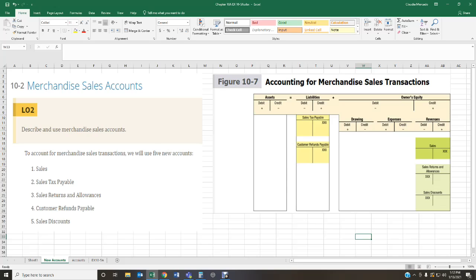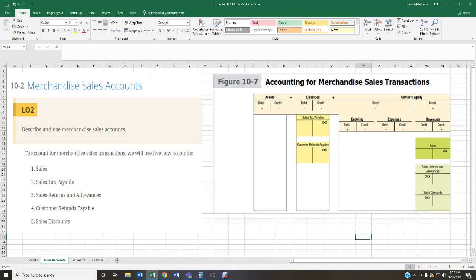Okay? Now, in this new chapter, we are being introduced to 5 new accounts. We have sales, sales tax payable, sales returns and allowances, customer refunds payable, and sales discounts. Now, your textbook covers all of these. They provide you with definitions. They provide you with all of the information that you need.